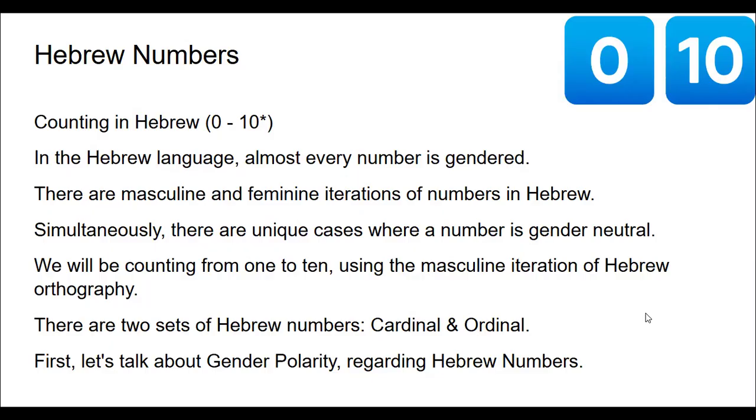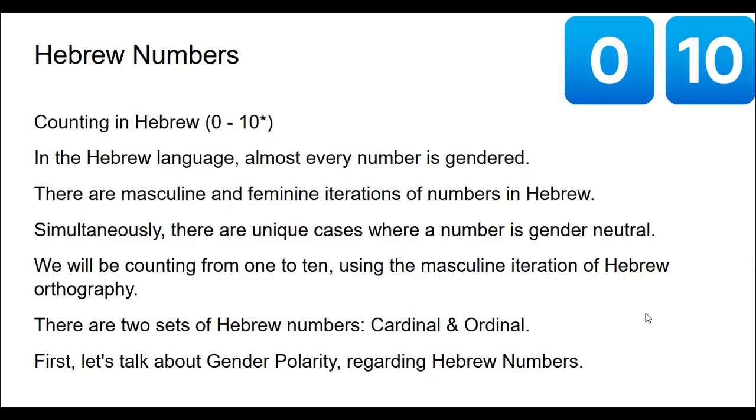Simultaneously, though, there are unique cases. There are these anomalies that pop up where a number in Hebrew is gender neutral. So we're going to be counting from 1 to 10 using the masculine iteration of Hebrew orthography first. And then we'll go to the feminine iteration of counting from 1 to 10 in the Hebrew language. I guess you could say technically we'll be going from 0 to 10. Right? So we're gonna go 0 to 10 real fast. I'm just kidding.